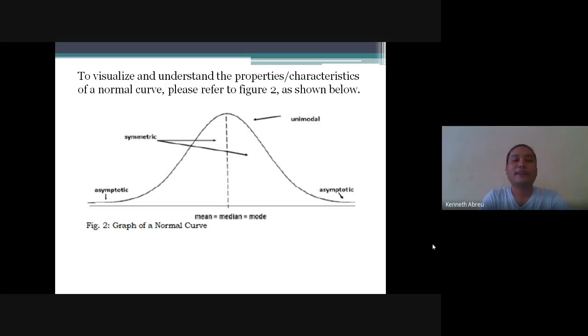Yung symmetric na tinutukoy natin, kapag hinati natin yung ating curve from the mean, median, and mode, symmetric sila or pantay sila. Kung ano yung nasa left side ni mean, ayun din yung magiging itsura ng nasa right side ni mean. Ito daw ay unimodal. Okay? And then, yung pinakabuntot daw ng ating graph or ng ating bell shape would be asymptotic.